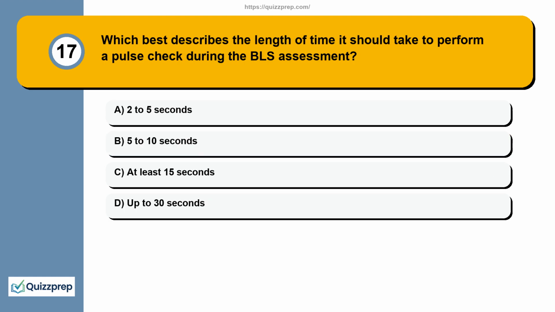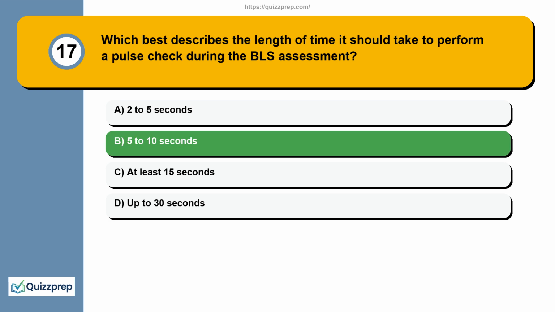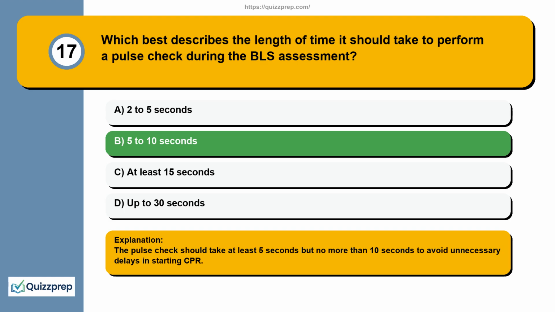Question 17. Which best describes the length of time it should take to perform a pulse check during the BLS assessment? 2 to 5 seconds, 5 to 10 seconds, at least 15 seconds, up to 30 seconds. The pulse check should take at least 5 seconds but no more than 10 seconds to avoid unnecessary delays in starting CPR.